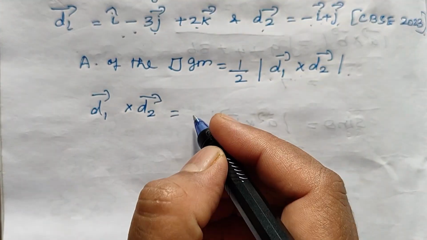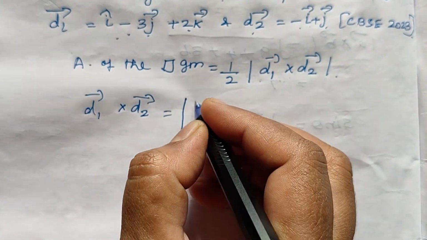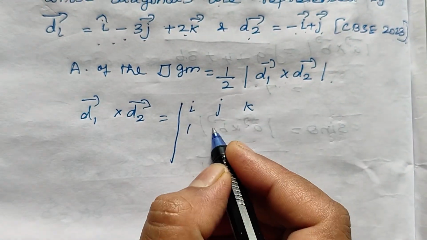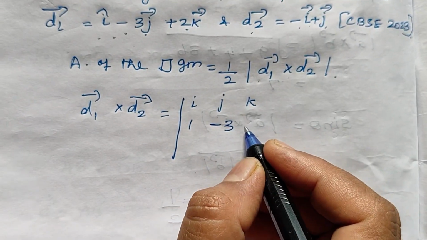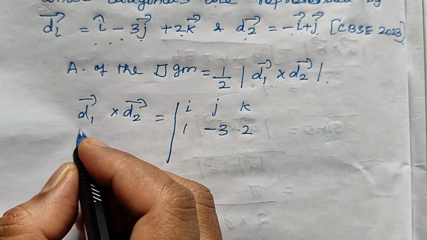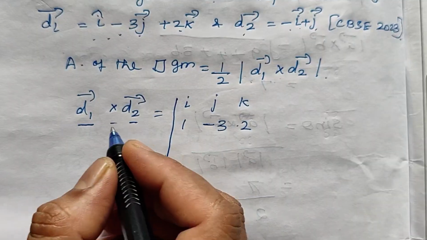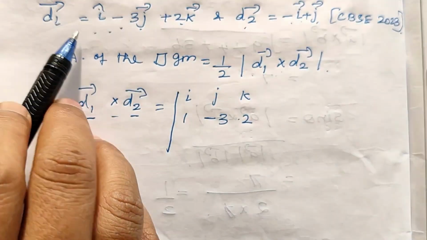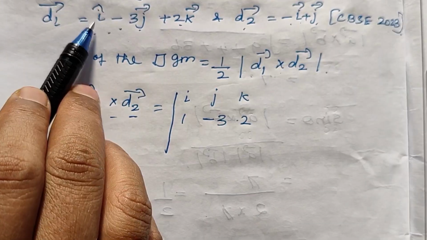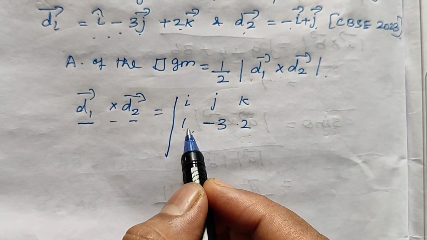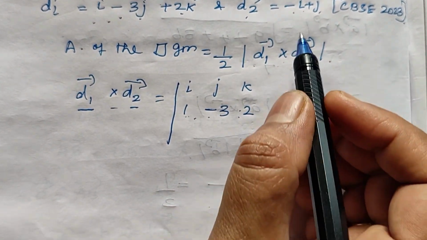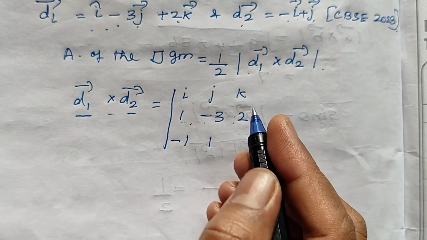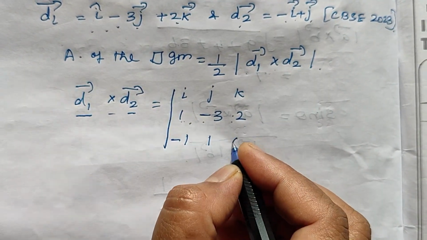What is d1? Here first i, j, k. Next here 1, minus 3, plus 2. Here d1 vector cross d2 vector is not the same as d2 vector cross d1 vector. Therefore first we have to write the d1 vector values, that is 1, minus 3, 2. Then d2 vector is minus 1, 1, and in the place of k you have no value, therefore it is 0.